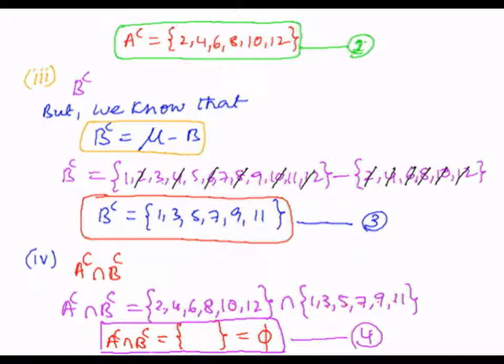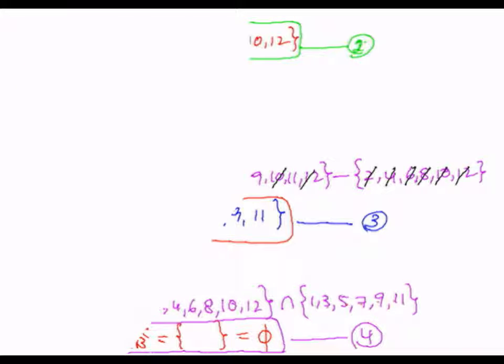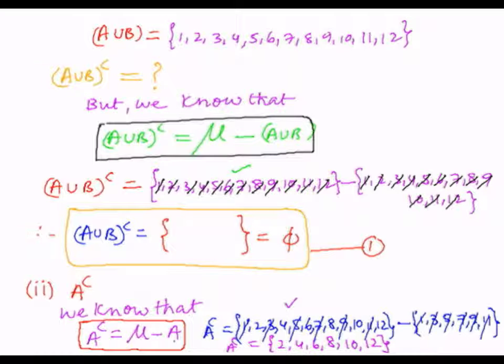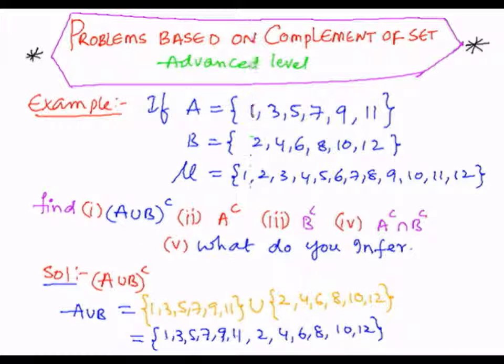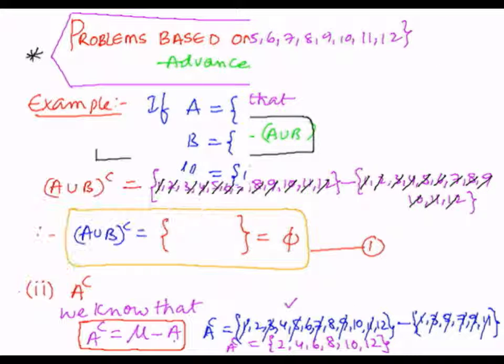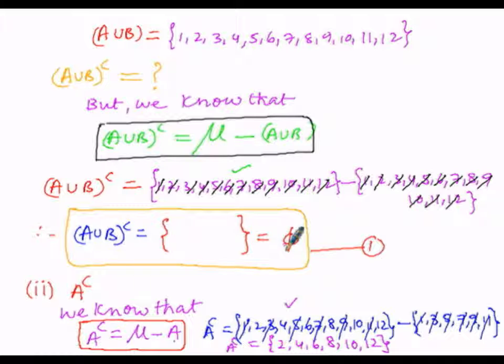Let us observe the first one and the fourth one. The fourth one is empty, that is A complement intersection B complement. The first one is A union B whole complement. A union B whole complement is also phi, that is the empty set.